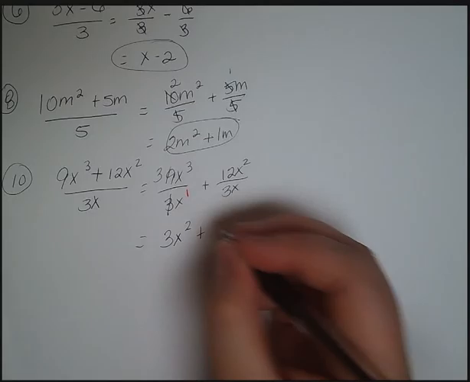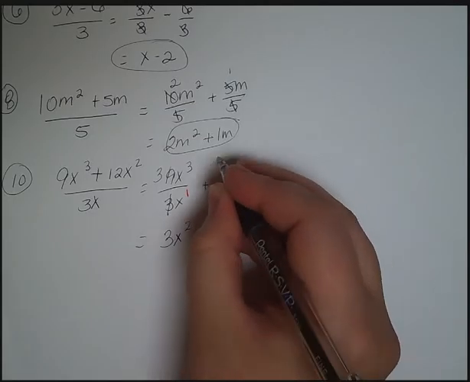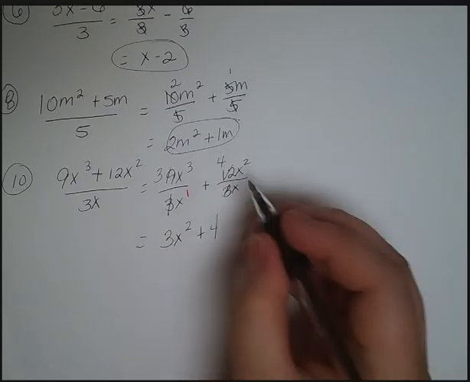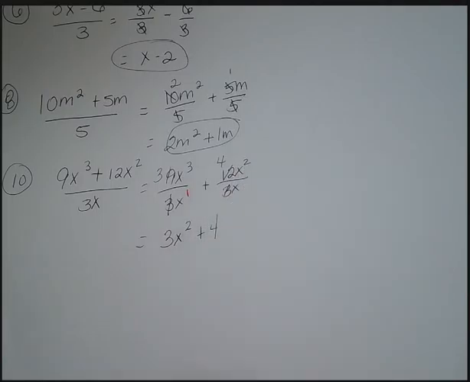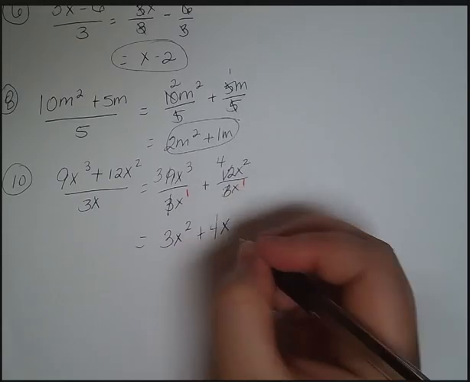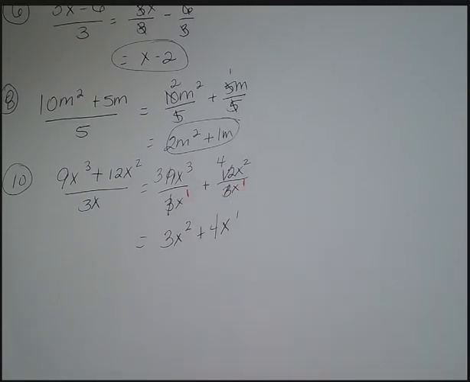And then 3 goes into 12 4 times. And then x squared divided by x. Remember, this has a 1. 2 minus 1 gives you 1. So this is just an x, or you can write x to the first if you want.